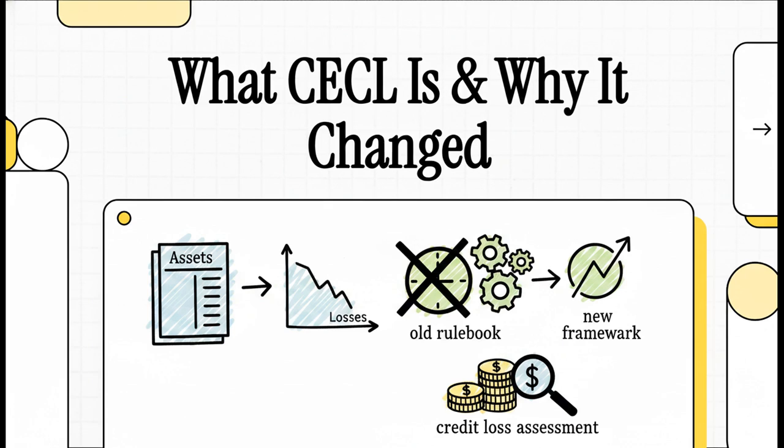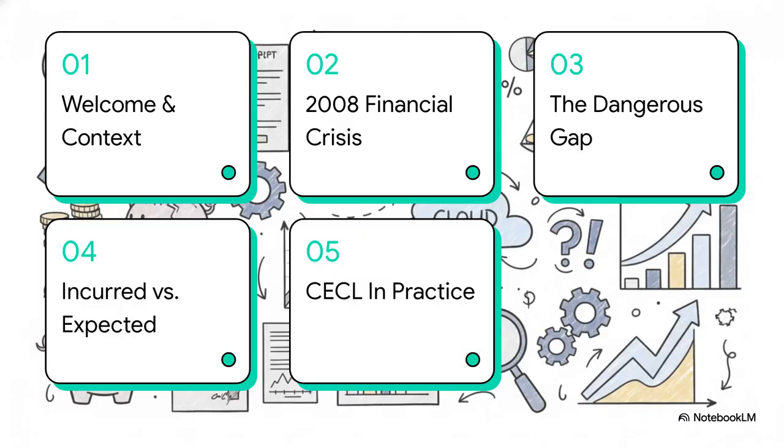So we're going to break it all down, starting with the big picture of what it actually is, and maybe more importantly, why the accounting world decided it was time to just tear up the old rulebook. Here is a quick roadmap of the conceptual journey we're taking together today. We'll start with our welcome and course context, then step back in time to the 2008 financial crisis. After that, we'll explore something accountants call the dangerous gap, do a deep dive into incurred versus expected losses, and finally wrap it all up with CECL in practice. Let's get right into it.